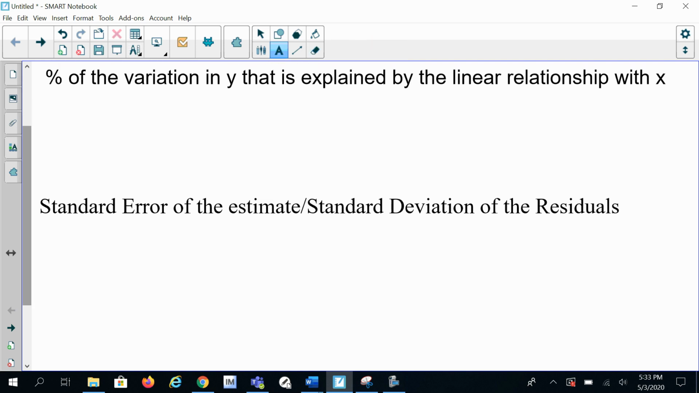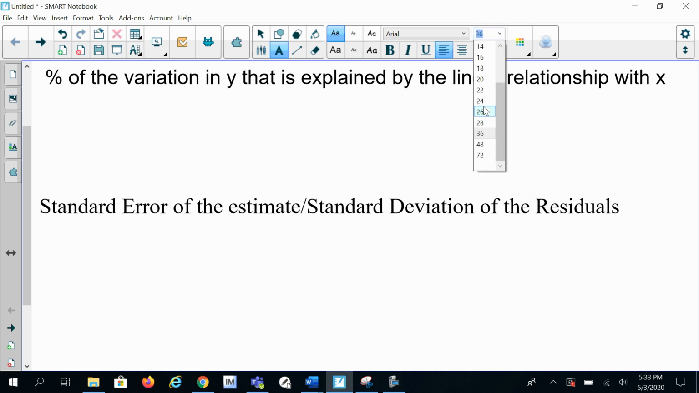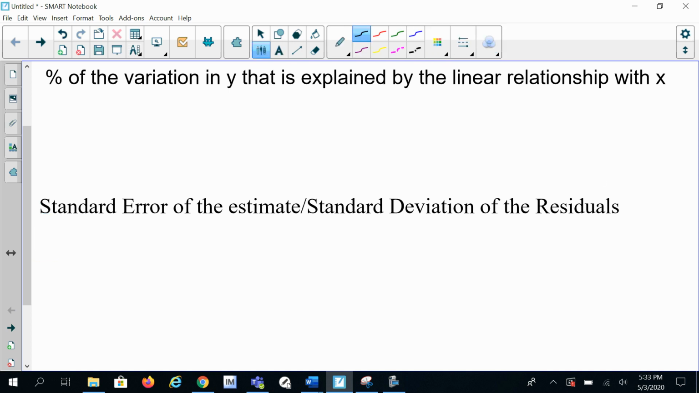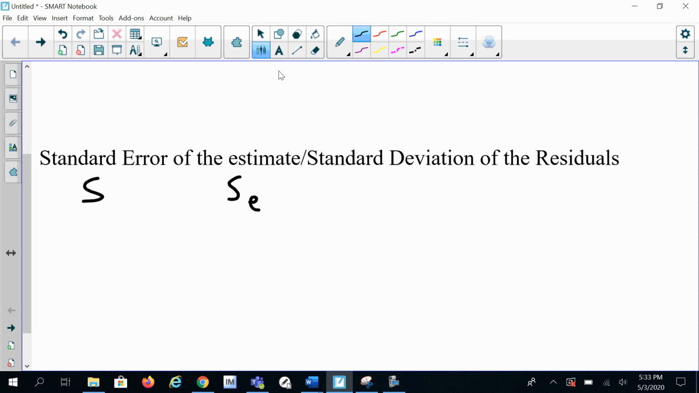And then we have the standard deviation of the residuals. That's usually what you see. Standard error of the estimate, same idea, just different words. A lot of people call them different things, but I usually say the standard deviation of residuals. It is denoted as S. Usually you'll just see S. Sometimes you'll see SE, standard error. But usually it's just S. And we'll look at multiple examples of how you find it.